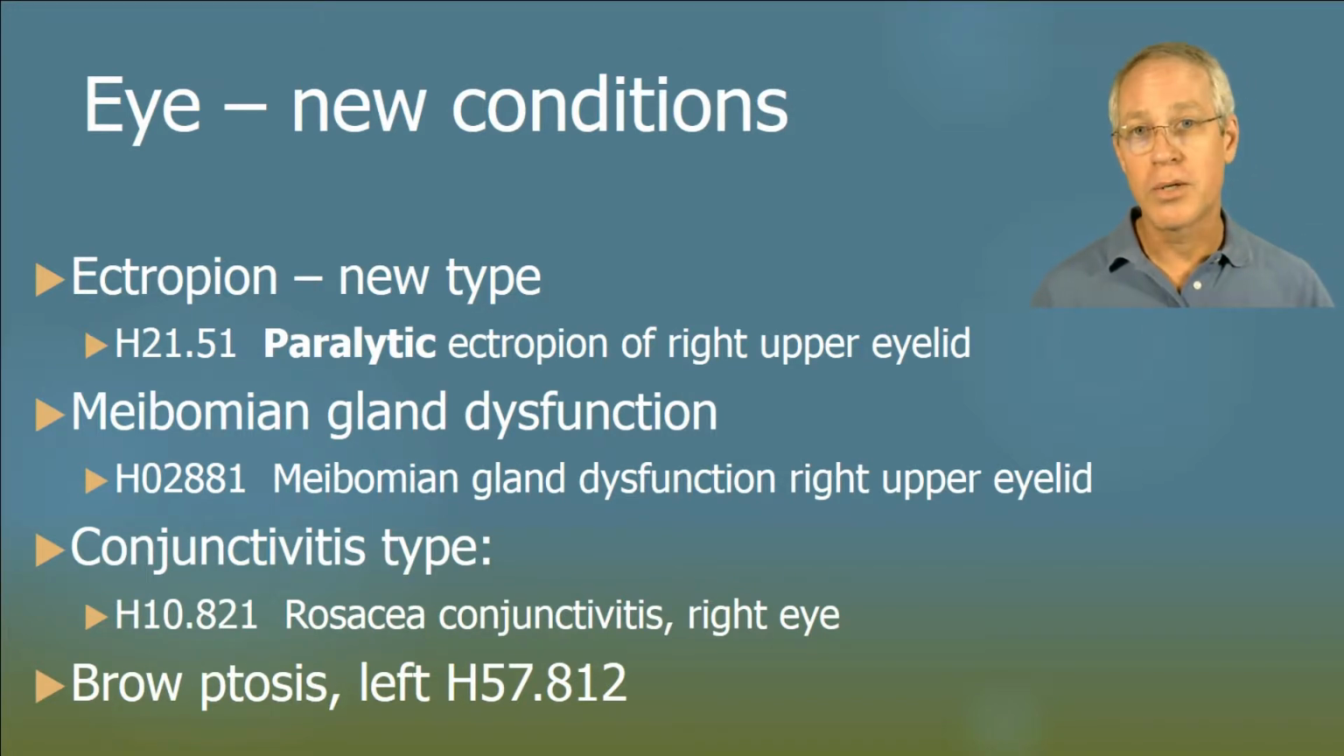Meibomian glands are the oil glands that line the edges of the insides of your eyelids, and therefore the codes are oriented around the eyelids. And this would be perhaps a decrease or increased production of the oil that's associated with it. I've never personally encountered this as a clinician or as a coder.